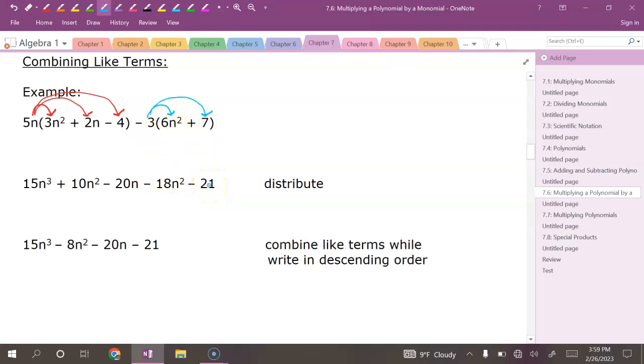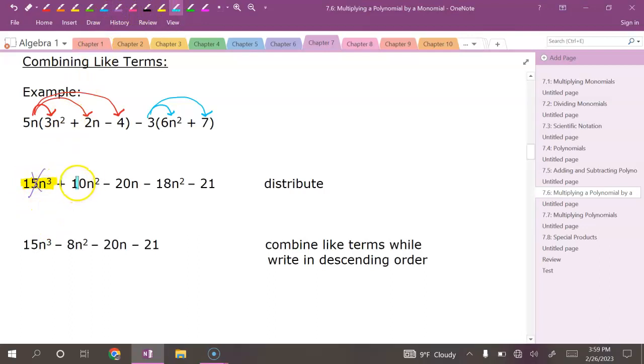Then what I needed to do was try to find any like terms. So this is what we were doing in the previous section. I see 15n to the third, but I don't see any other terms out here that have n to the third. So that one's just by itself, and you can see how I just dropped it down below. So it really just kind of took care of itself.